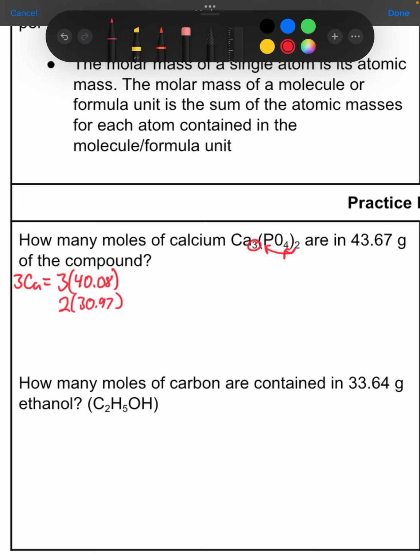Last but not least, we have our oxygens, and we actually have 8 oxygens here. 4 times 2 is going to give me 8, so I'm going to have to add that 16 8 times. And if we break out our calculator and do that, we get a full molar mass of 310.18 grams per mole. I know it's grams per mole specifically because I told you that that was the unit for molar mass.